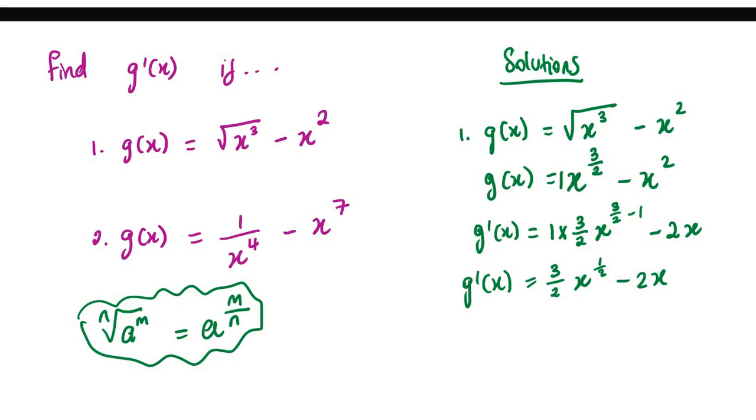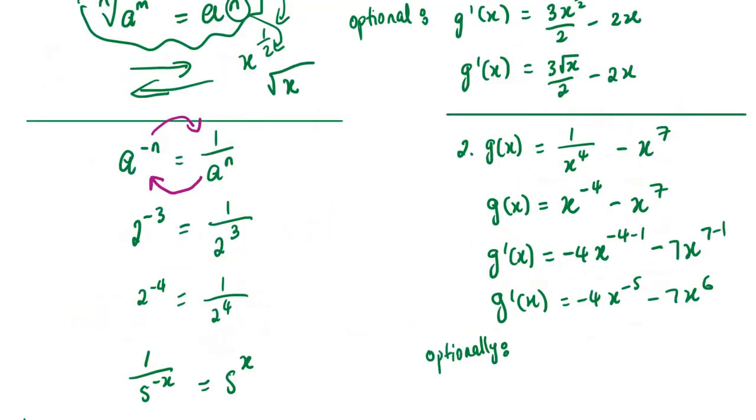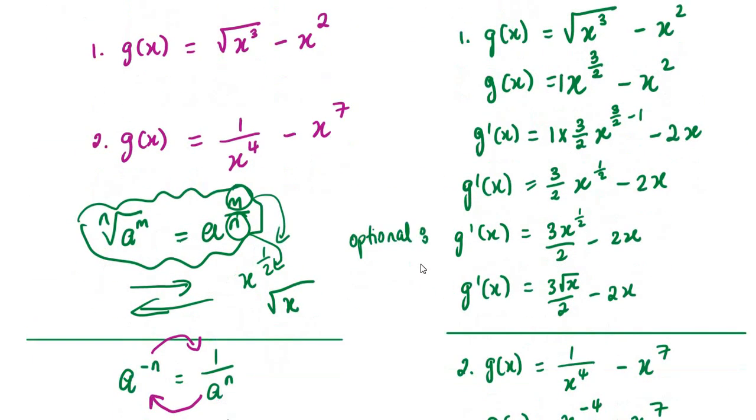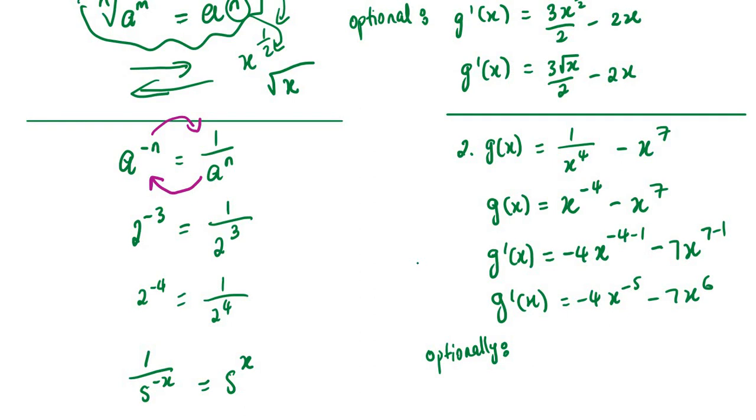But if you want to show them that you know your maths better, you can actually go further. This is just optional. So you can also write this as 3x to the power of a half, all over 2, minus the 2x, because this thing is all over 1. We're just saying the numerator times the numerator, denominator times the denominator.